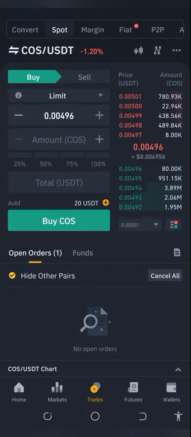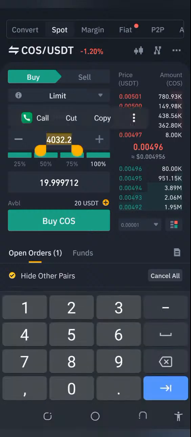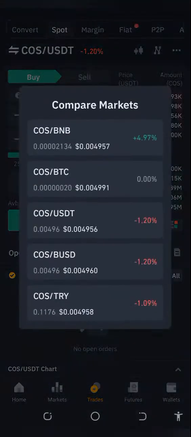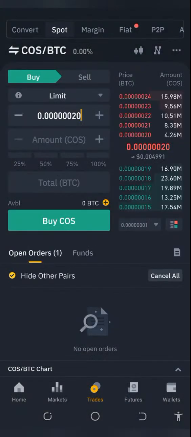You buy your target coin with your base coin. And then when you buy that coin, you buy it with a particular amount. Let's say today we have 20 US dollars here. And then you pick that. You copy it, and then you have to sell it to a profit coin. Let's assume that that's BTC.